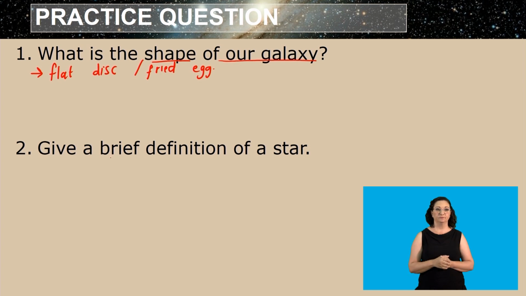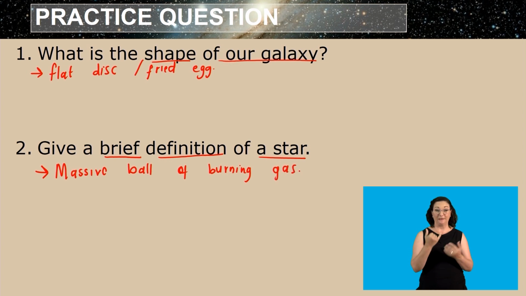Then we go to practice question number 2. It says, give a brief definition of a star. Remember, we said a star is a massive ball of burning gas. So let us write that down. This is a massive ball of burning gas. And remember, we said that a star is formed when the hydrogen gas inside the core of the sun is converted into helium gas, which then produces light energy as well as heat energy.